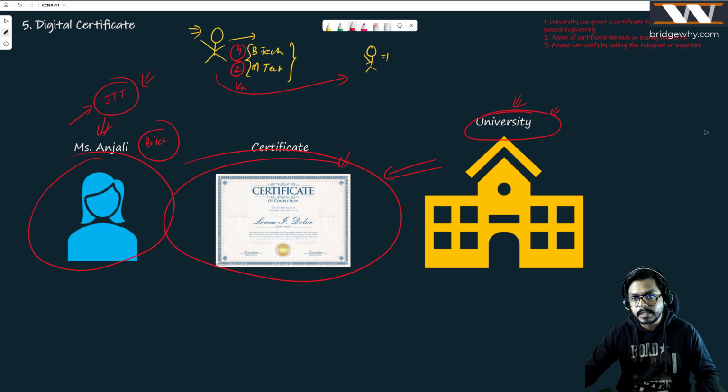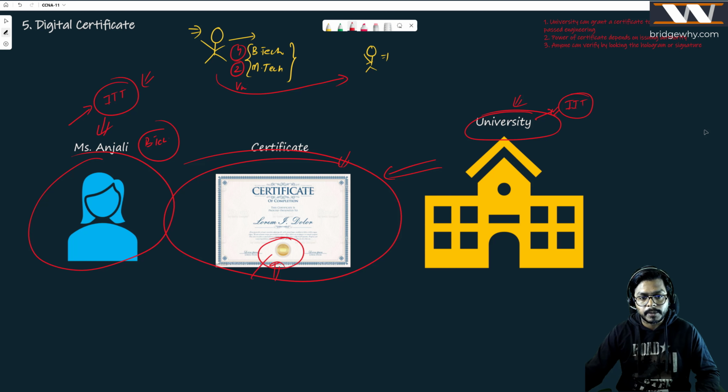And if this is signed by this IIT, then all the companies are going to believe that, because the certificate is generated by an authority which can generate it. How do you come to know about it? Because the university might have a hologram, which can only be generated by this university.